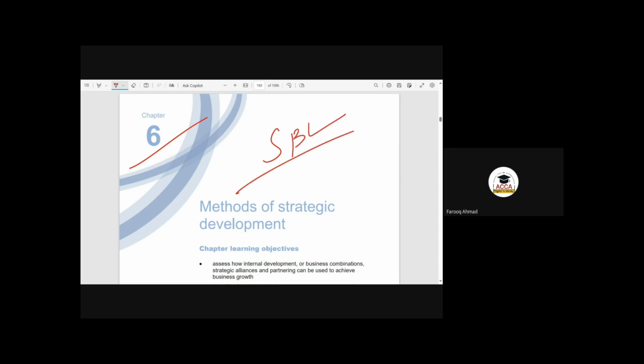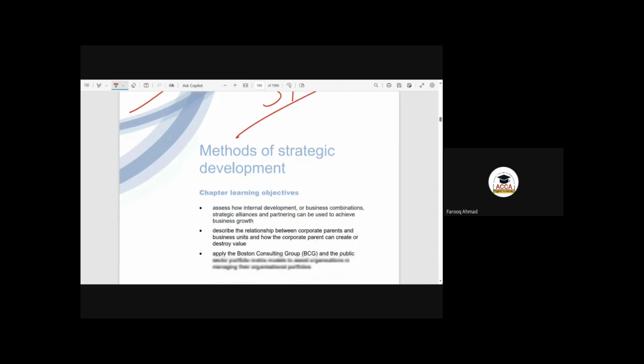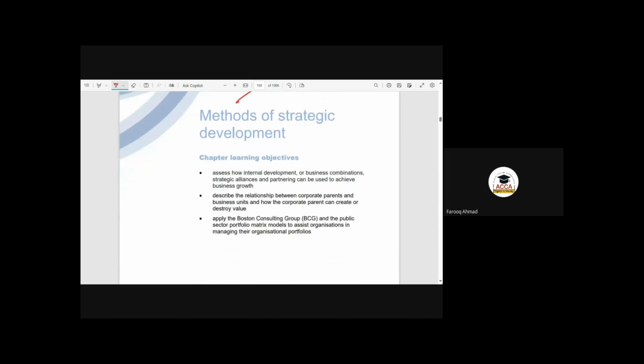Method of Strategies, or Method of Strategic Development. How the strategies are developing, how it is going forward. So, this will be our topic today: how to assess how internal development, business combination, strategic alliance and partnering can be used to achieve business growth. There are many business growth and partnering opportunities, like joint venture, business combination, business acquisition. So these strategies we will discuss.